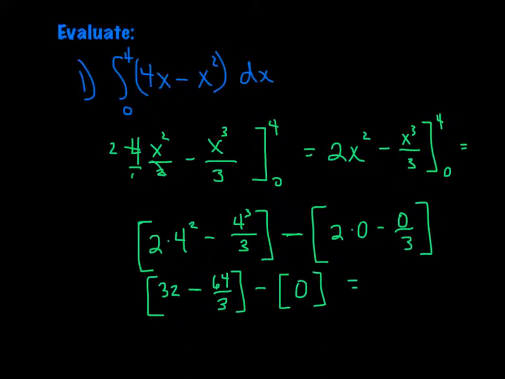Okay, so obviously we need to get a common denominator here in this first bracket in order to subtract these. So I'm going to rewrite 32 as 96 over 3. So now with the common denominator, I can subtract those numerators, and I get 32 over 3, and that is my final answer.